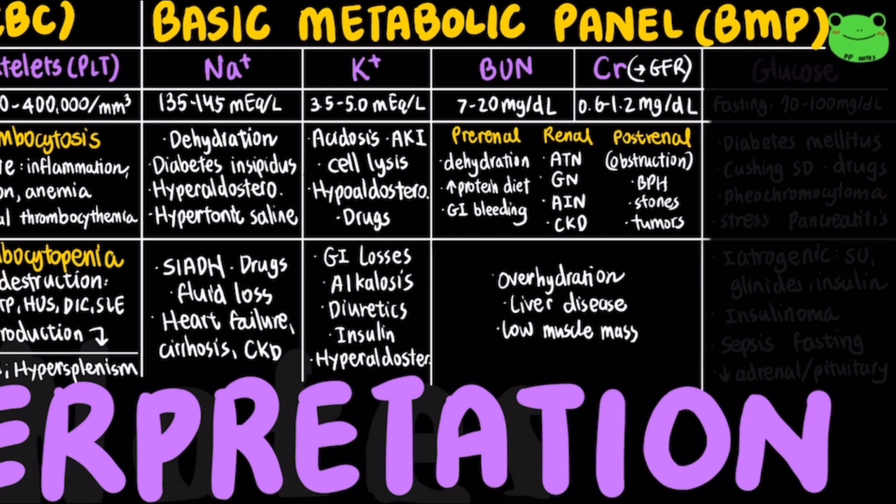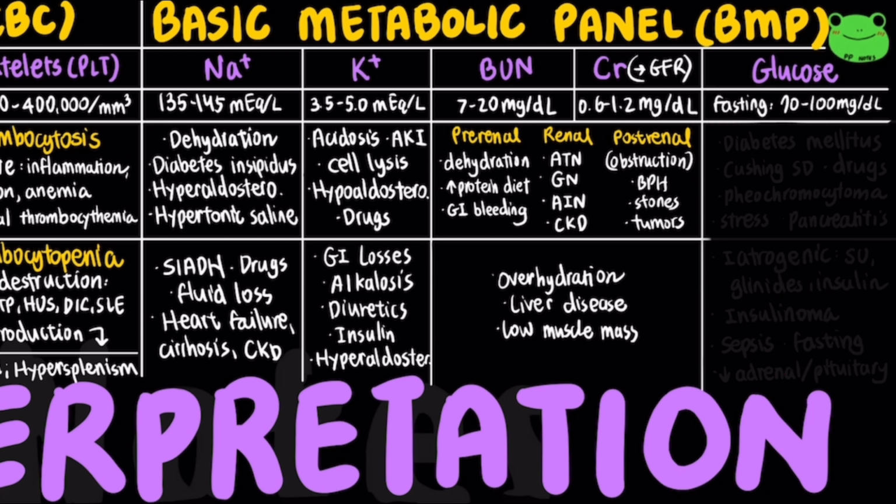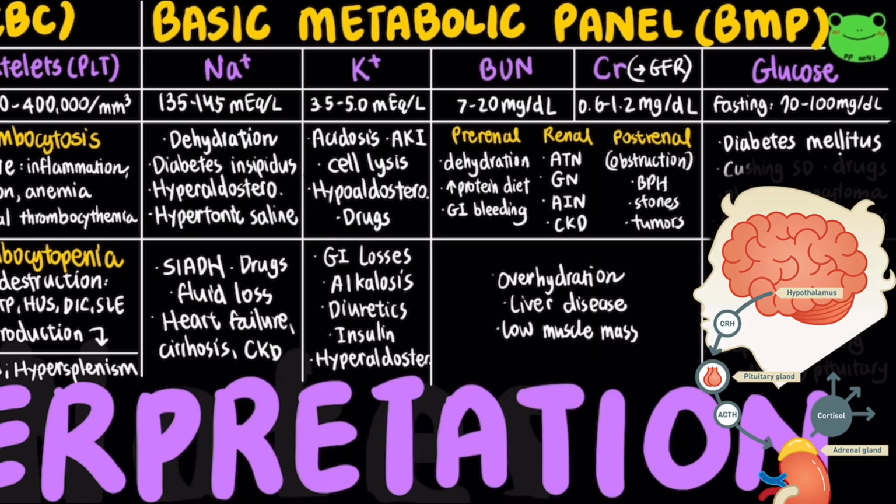Next up in the basic metabolic panel is glucose, which reflects how the body is managing blood sugar, a critical source of energy for cells. The normal fasting glucose is around 70 to 100 milligrams per deciliter. Elevated glucose can result from a number of conditions, most commonly diabetes mellitus, where insulin is insufficient or ineffective, Cushing syndrome, where excess cortisol increases glucose production and promotes insulin resistance.